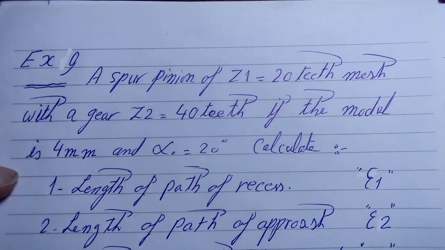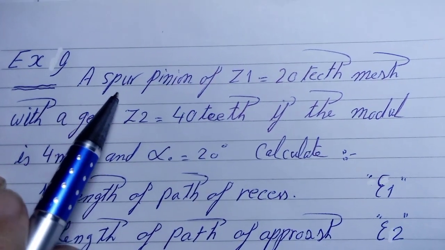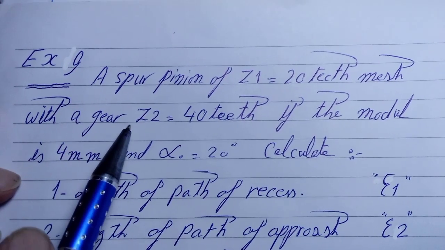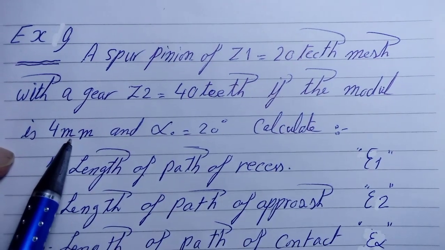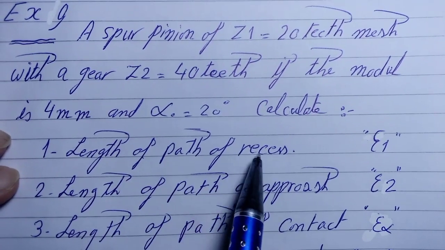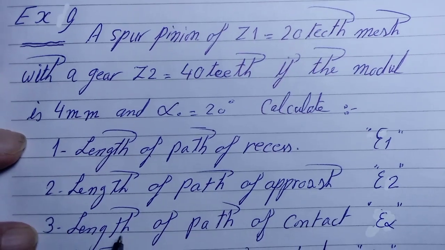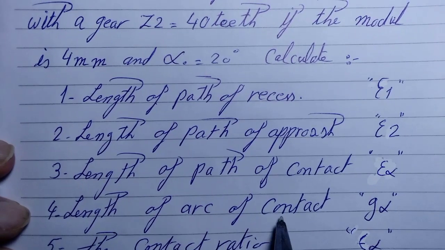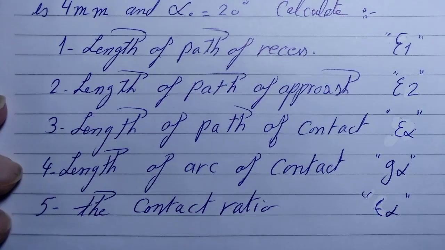Now we have example number 9 in machine design of gears. A spur pinion with Z1 equal to 20 teeth is matched with a gear with Z2 equal to 40 teeth. If the module is equal to 4 mm and alpha is equal to 20 degrees, calculate: number 1, the length of path of recess E1, the length of path of approach E2, the length of path of contact E alpha, the length of arc of contact J alpha, and the contact ratio epsilon alpha.